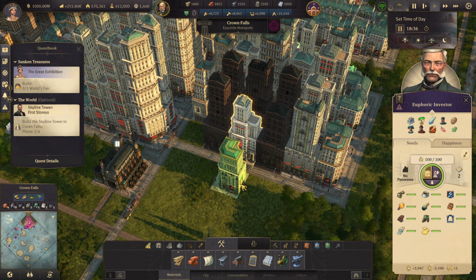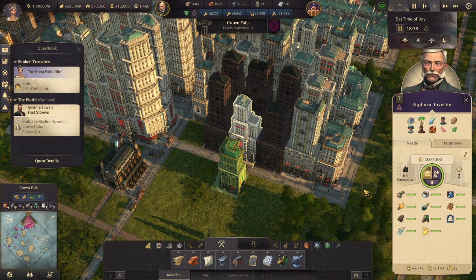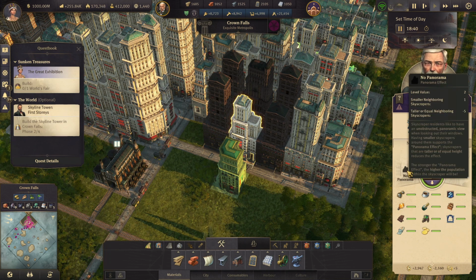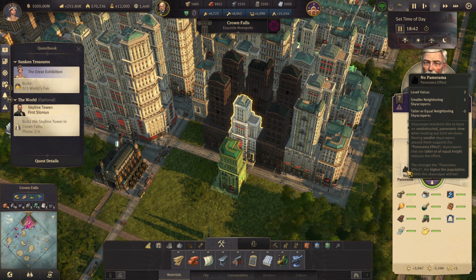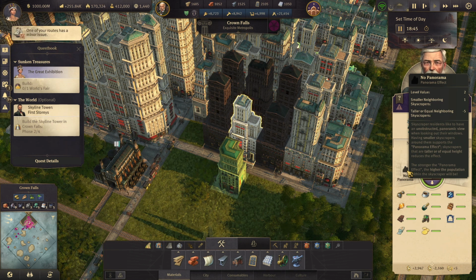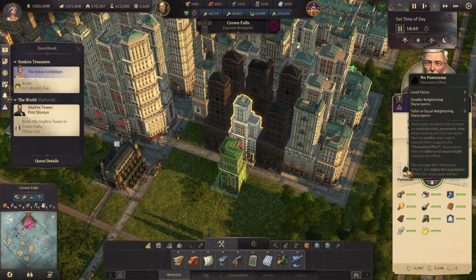Now to see the exact calculation, if you don't want to do the math yourself, that's of course easy. You hover over the no panorama, and we can see at the top. So it starts with a level value. This is a level 2 skyscraper, so you start with 2. And that's going to be important. Remember that, because we're going to talk about this just now. So you start with 2. Then how many smaller ones do we have? So how many greens do we have? We have 1. So we add 1 to it. So we are at 3 now.